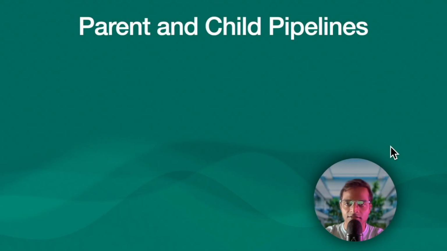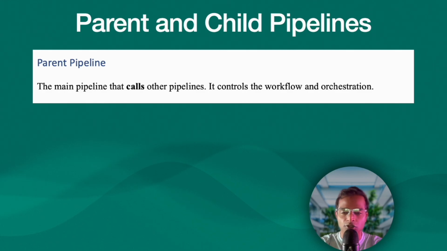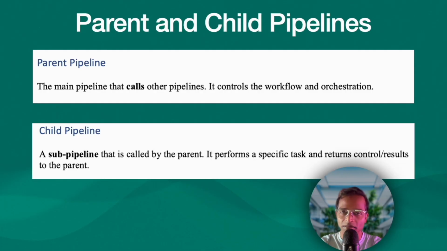What exactly are these parent and child pipelines? Parent pipeline is the main pipeline that calls other pipelines. It controls the overall workflow and orchestration. Child pipeline, on the other hand, is the sub-pipeline that is called by the parent. It performs a specific task and returns the result to the parent pipeline.